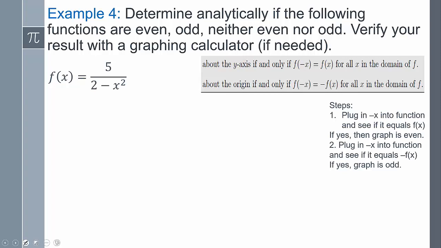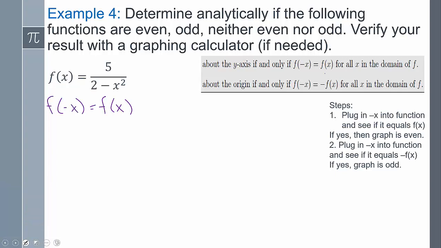Now, the way that we can examine if a function is even or odd is we just use the definition. So if I have f of negative x equals f of x, I have to show if that's true. Now let me clean that up.